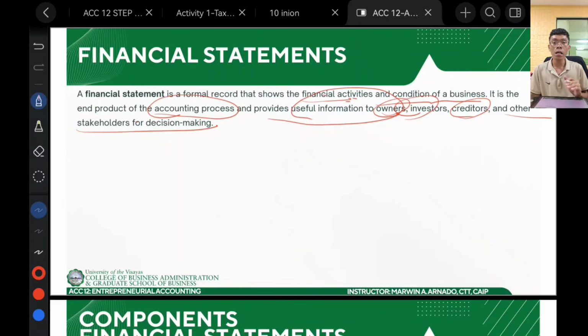So the financial statements are what most businesses use in their decision making for their company. With the financial statements, they will be able to know if the company is doing well or not, or what other improvements they could make within their company.